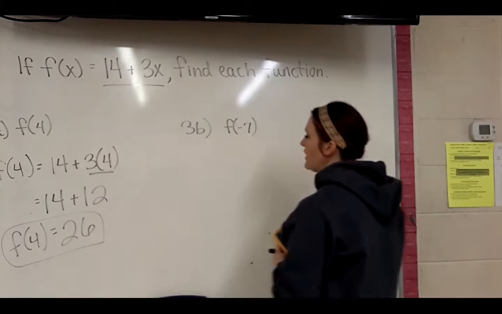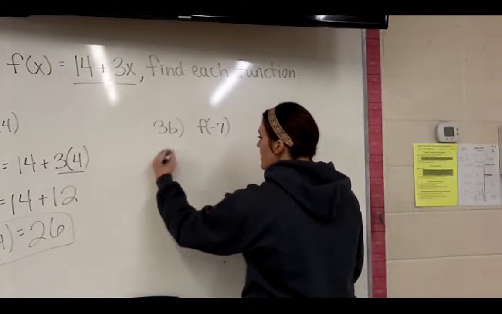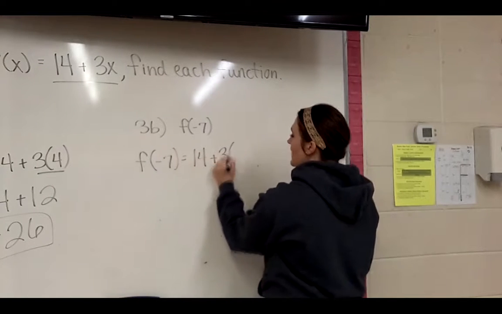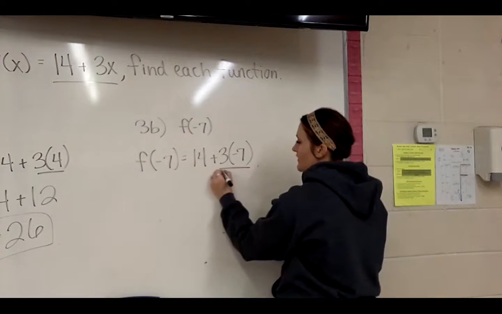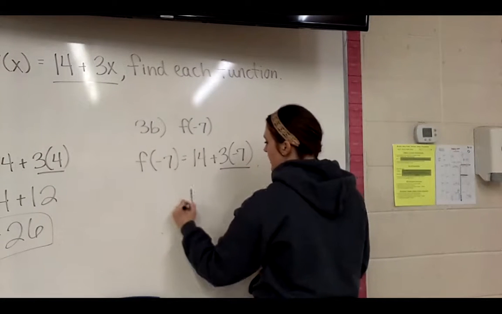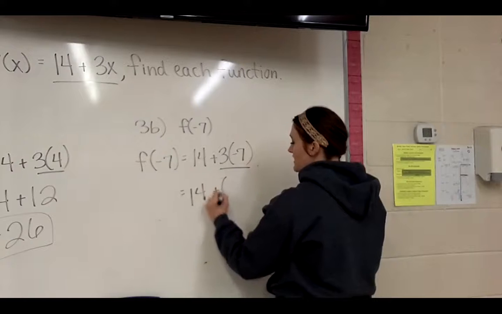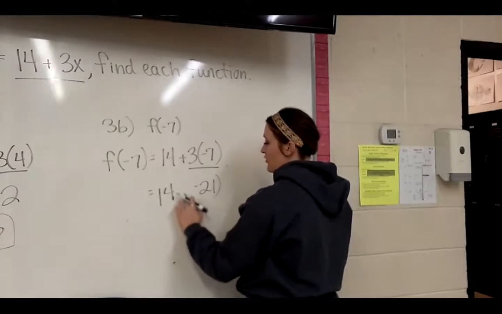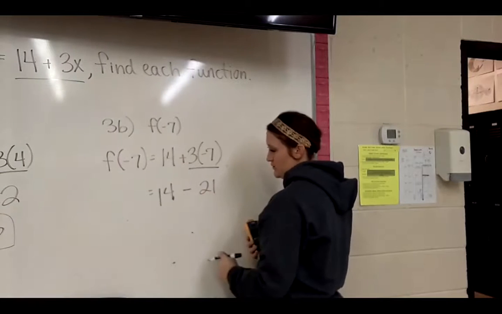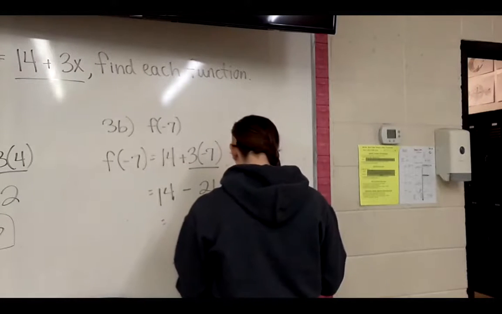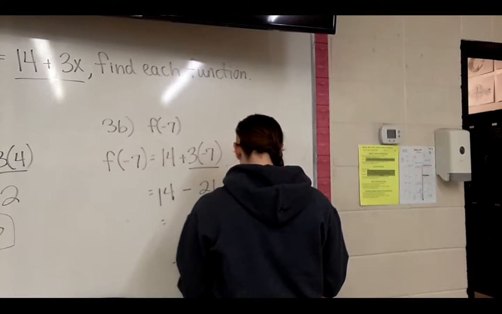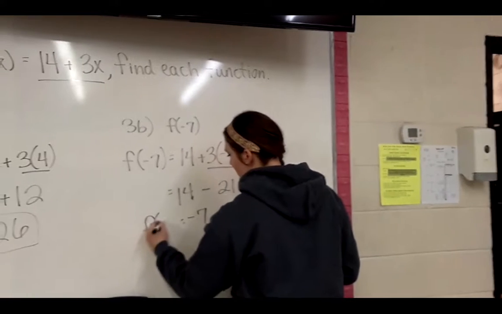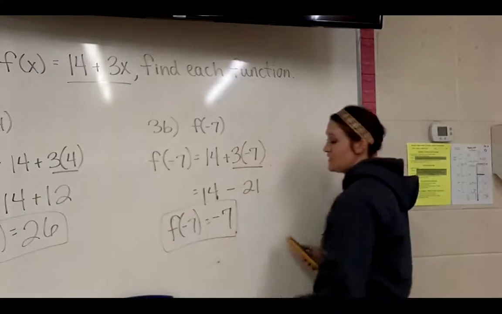Okay, so now on 3B, we have f of negative 7. For f of negative 7, I take f of x, and anywhere I have an x, I now have negative 7. So I have to do 3 times negative 7. So I get 14 plus negative 21. That is the same thing as just saying 14 minus 21. When we do that, we get negative 7. The answer comes out to negative 7. So f of negative 7 is negative 7.